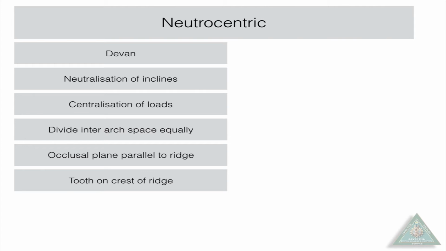The primary proponent of non-balanced occlusion is the neutrocentric scheme. The neutrocentric scheme prefers flat planes, that is, no compensatory curves, and it centralizes the load in the second premolar and the first molar region. In the neutrocentric concept, the interarch space is divided equally, and the occlusal plane is made parallel to the ridge.